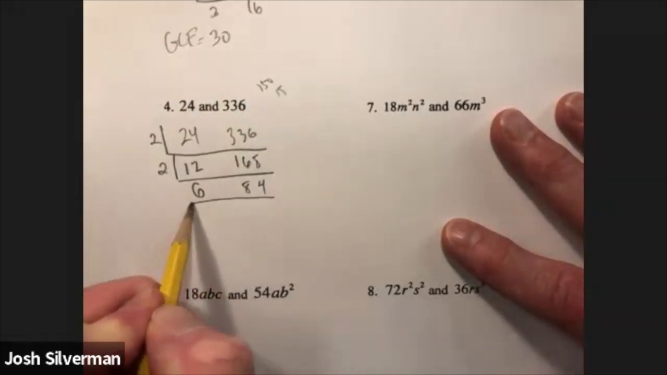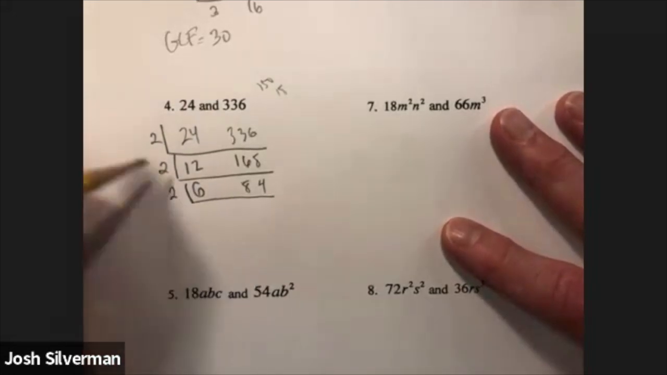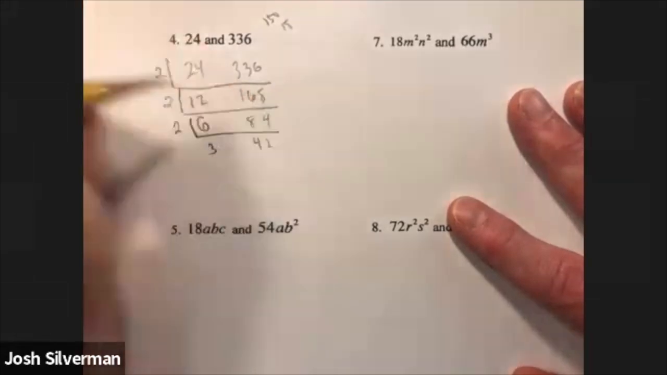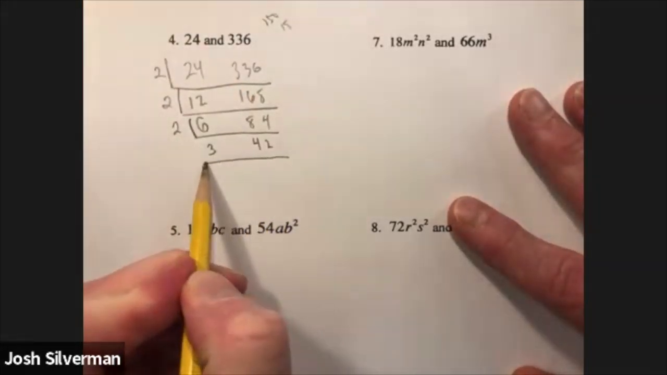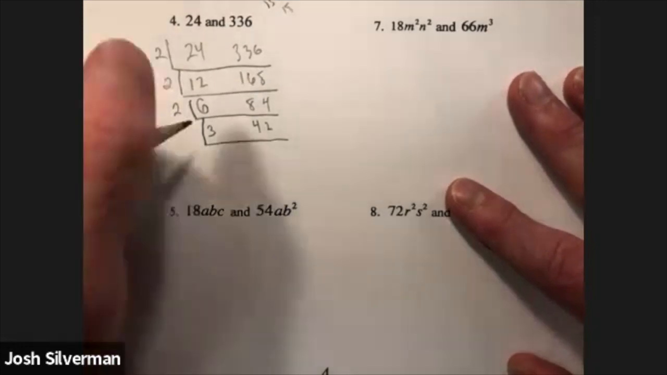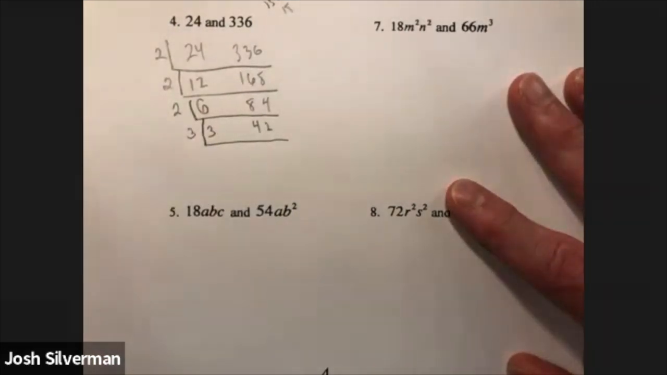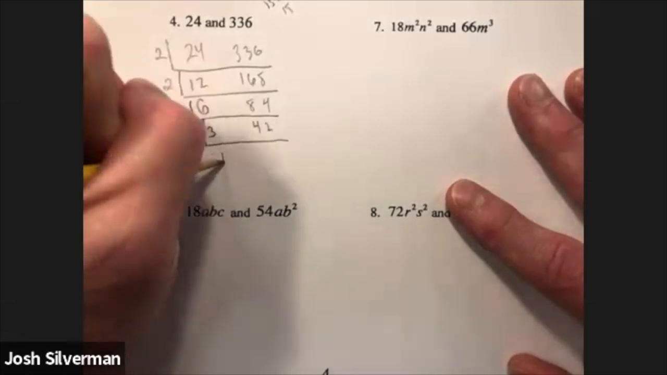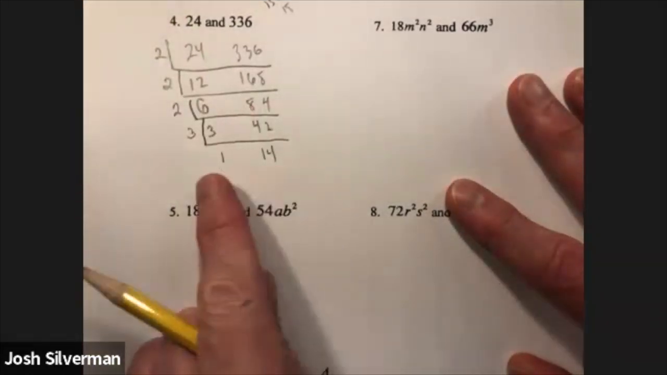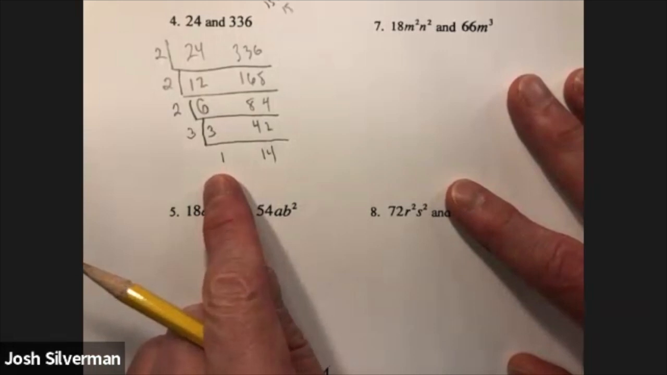What can those be divided by? Let's do 2 again. That would be a 3. That would be a 42. And what can those be divided by? By 3. 3 divided by 3 is 1. 42 divided by 3 is 14. Obviously, the only thing you can divide 1 by is 1. That means we are done.